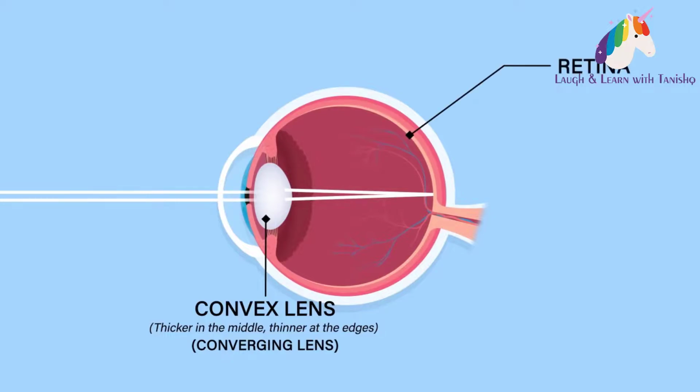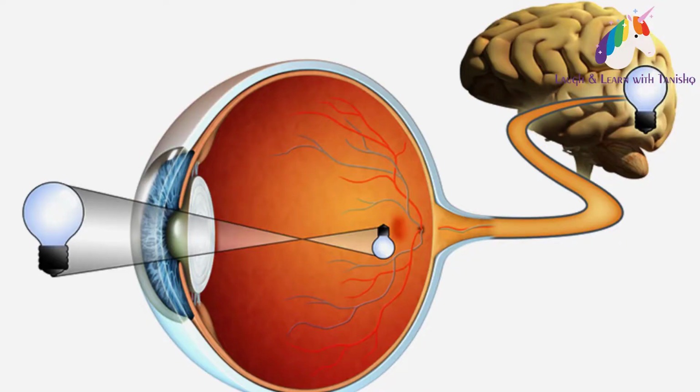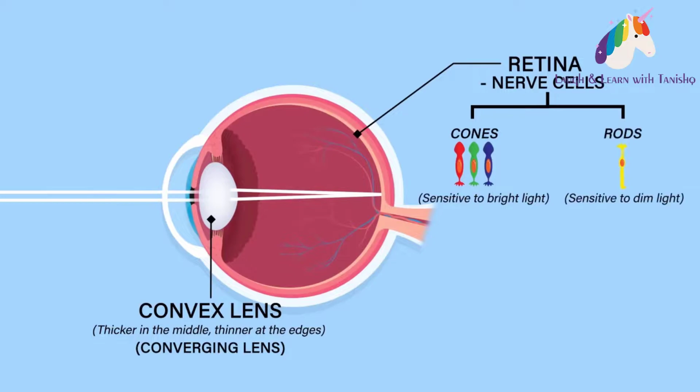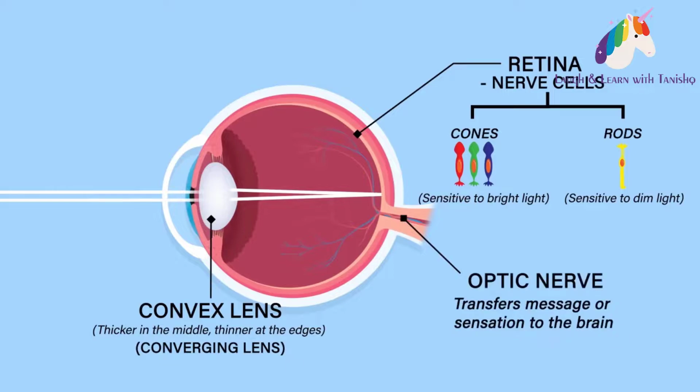Retina is a light-sensitive layer that consists of numerous nerve cells. It converts images formed by the lens into electrical impulses. These electrical impulses are then transmitted to the brain through optic nerves. Optic nerves are of two types, cones and rods. Cones are more sensitive to bright light and they help in color vision. Rods are more sensitive to dim lights. They help in peripheral vision.